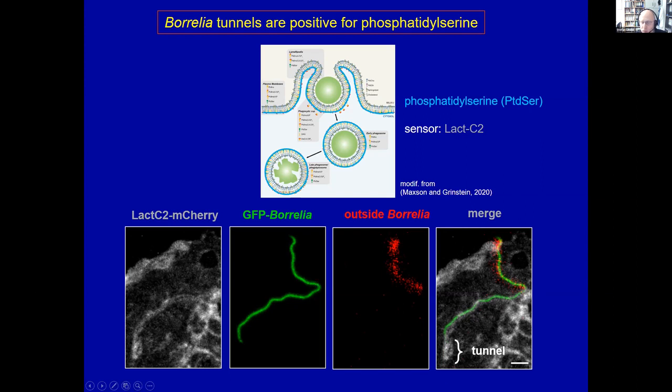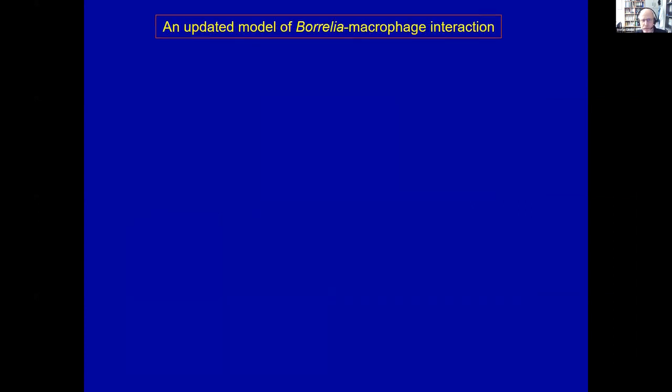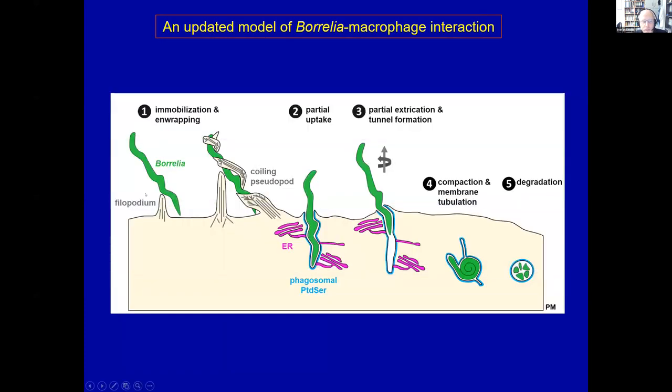And we think that in these partial internalization events, where still a considerable part of the Borrelia is outside and can still be propelled by the periplasmic flagella, the Borrelia might still be able to extricate itself a bit and then form these membrane tunnels that you see here. So that leads us to the final model of this presentation. I've shown you that Borrelia are being immobilized and enwrapped at the macrophage surface by filopodia and coiling pseudopods, and that they are compacted and driven to degradation by these membrane tubulation events and phagosomes.